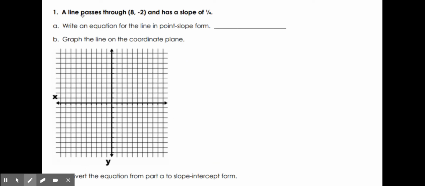Okay, so they tell me here that a line passes through the point 8, negative 2 and has a slope of 1/4. The first thing they want me to do is write an equation for the line in point slope form. So we know that y minus y1 equals the slope times x minus x1. So when I plug in my point, here's x1, here's y1. So y minus a negative 2 is going to become y plus 2 equals the slope, 1/4, times x minus x1 is 8. So that's the equation of this line in point slope form.